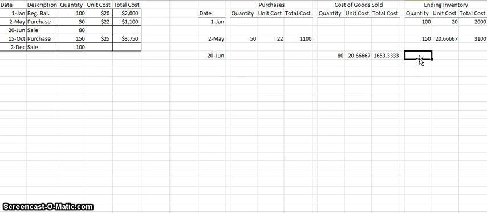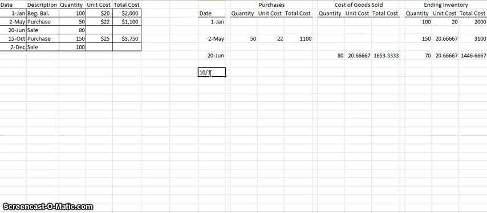But what's left? We still need to update the inventory because we don't have 150 left, right? We had 150, we sold 80, so now we have 70 left over. And they're still at that 20.66666667 cost. Again, we're getting some odd numbers because of rounding, but same process.